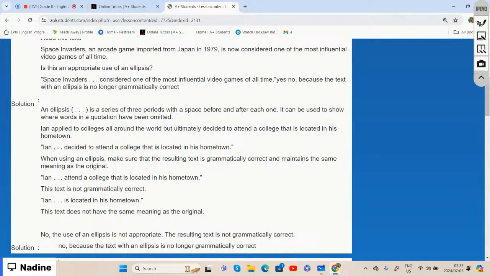All right. And then we said with an ellipsis, right, the text needs to be grammatically correct, and it needs to maintain the same meaning as the original text. If not, then it means that your sentence is not going to make sense, right?